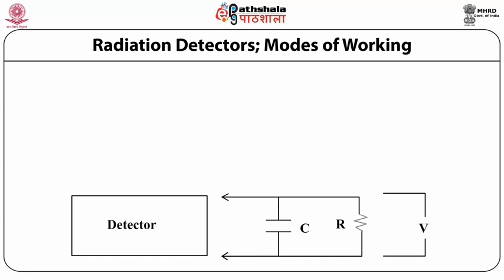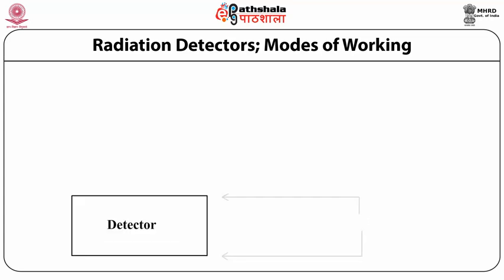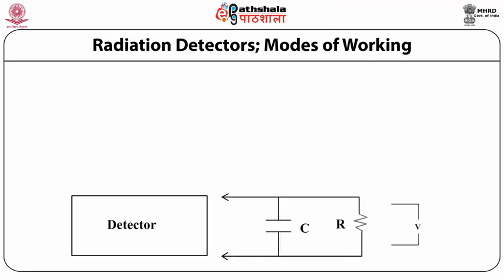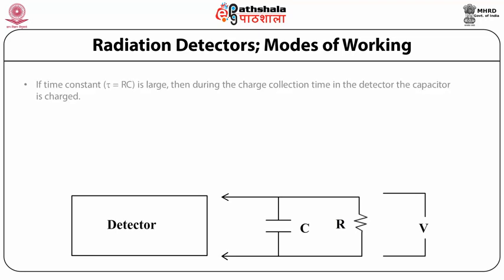Here in this slide, the detector is given and its electrical equivalent is shown. So our detector is electrically equivalent to a capacitor and a resistor connected in parallel. A resistor is nothing but a load resistance, across which we measure the voltage. If the time constant tau, equal to RC, is large, then during the charge collection time in the detector, the capacitor is charged.